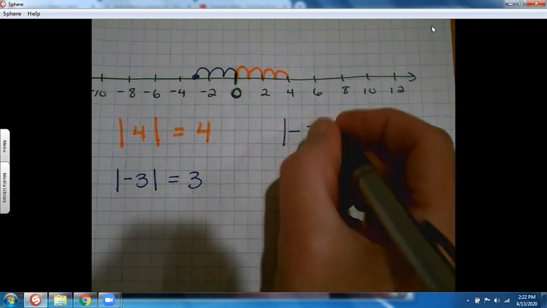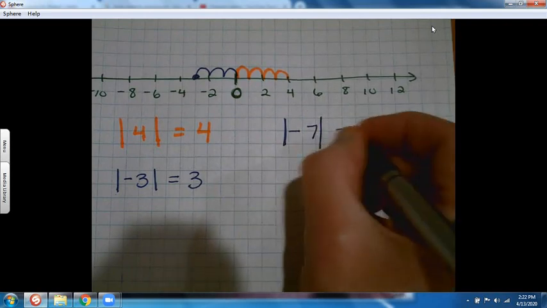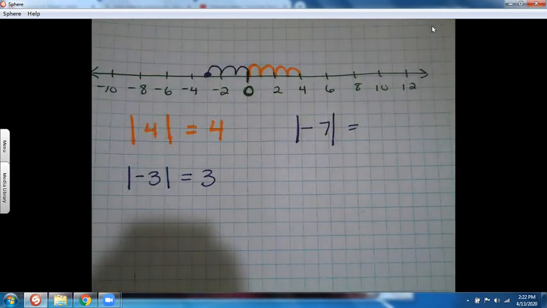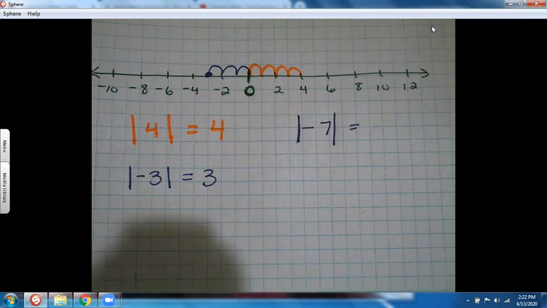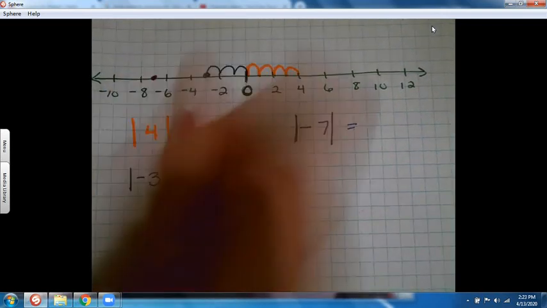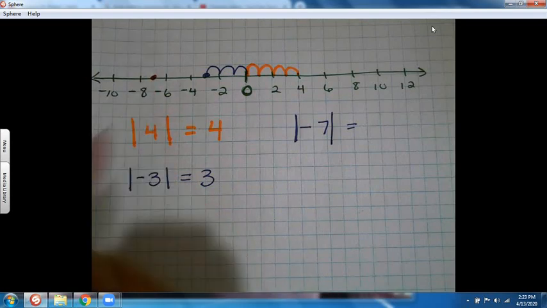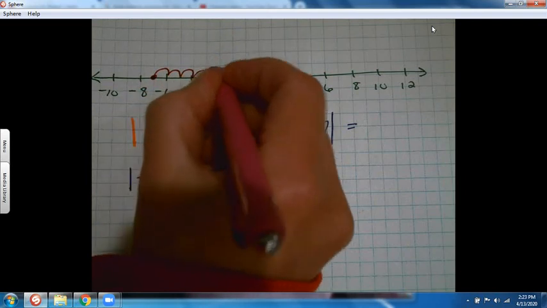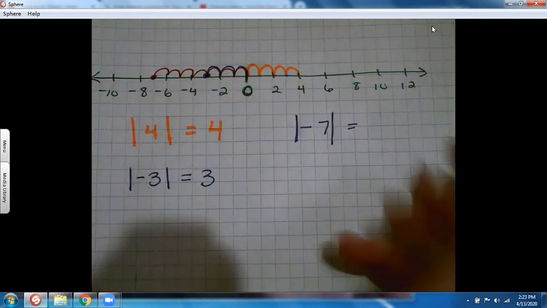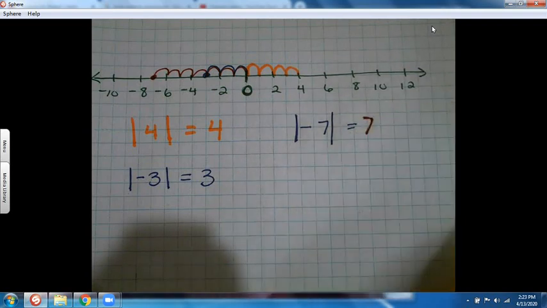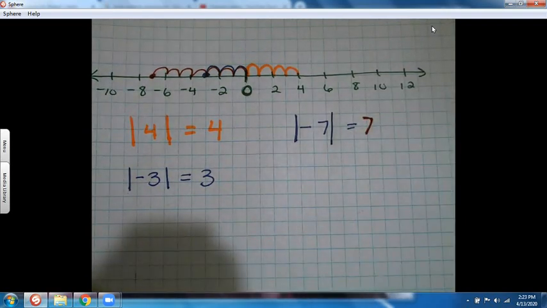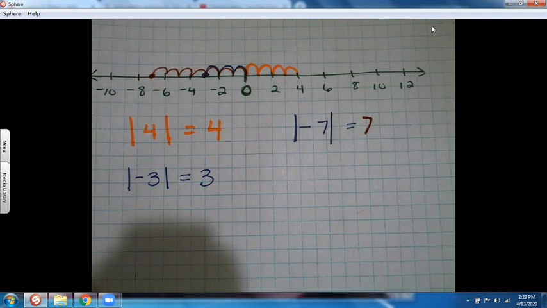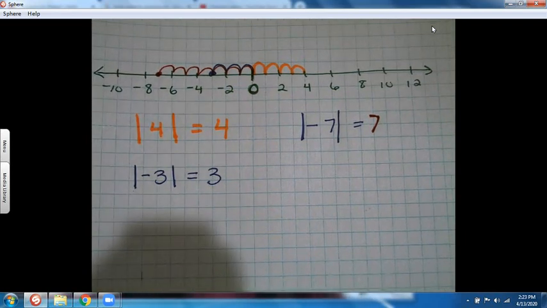So let's do -7, the absolute value of -7. Well, here's -7. Here's -7 right here. How many units away from 0 is that? Well, let's count. 1, 2, 3, 4, 5, 6, 7. It is 7 away. You're just counting units. So count the units away from 0. Okay? Let's do one more.